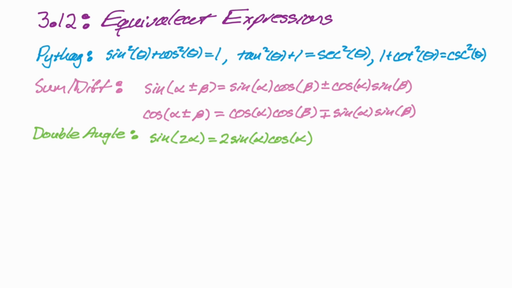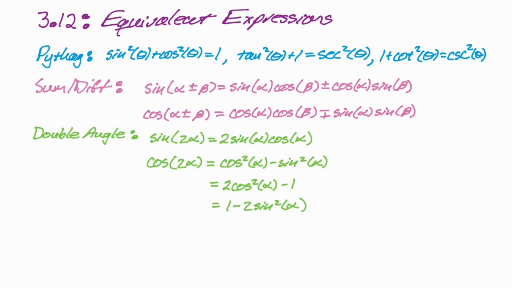Don't forget it. Cosine of 2 alpha, I recommend you know it 3 different ways. Again, you could go to cosine of alpha plus beta and replace every beta with alpha, and you'll have cosine alpha cosine alpha minus sine alpha sine alpha. That simplifies to cosine of 2 alpha is cosine squared of alpha minus sine squared of alpha. But then we use equivalent expressions, right? Let's start with the first one. Sine squared can be replaced with 1 minus cosine squared. So you have cosine squared minus the quantity 1 minus cosine squared, which gives us 2 cosine squared minus 1. Then you could go back and replace the original cosine squared with 1 minus sine squared. So you have 1 minus sine squared minus sine squared, which is 1 minus 2 sine squared.